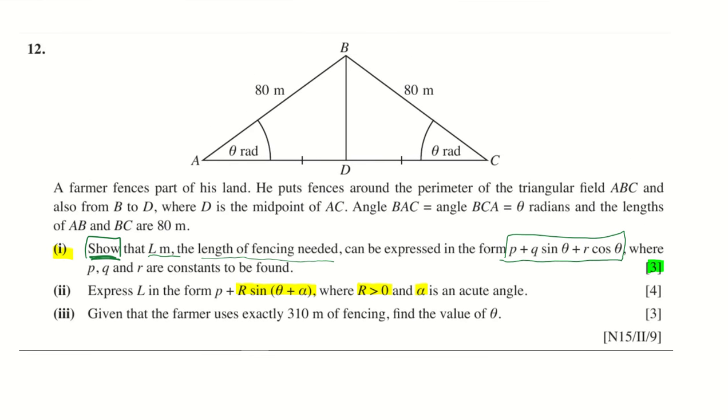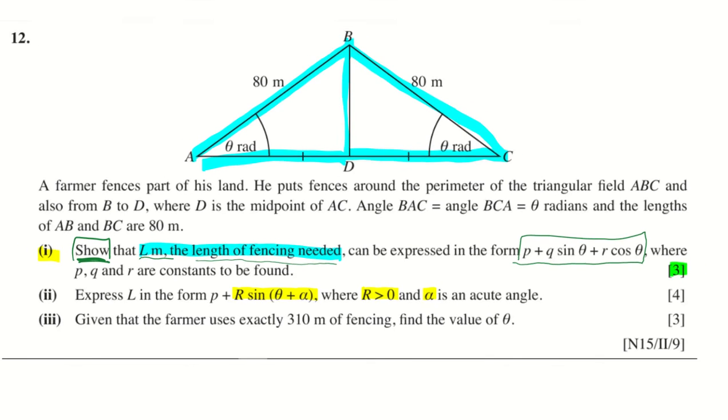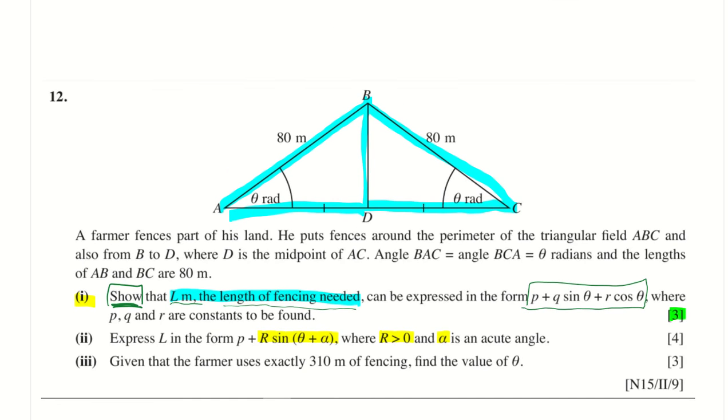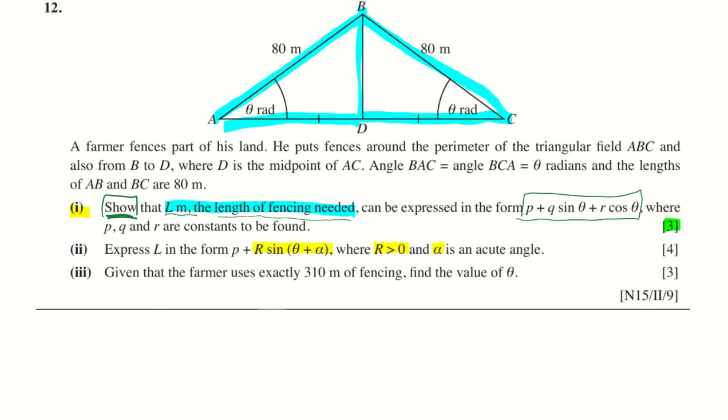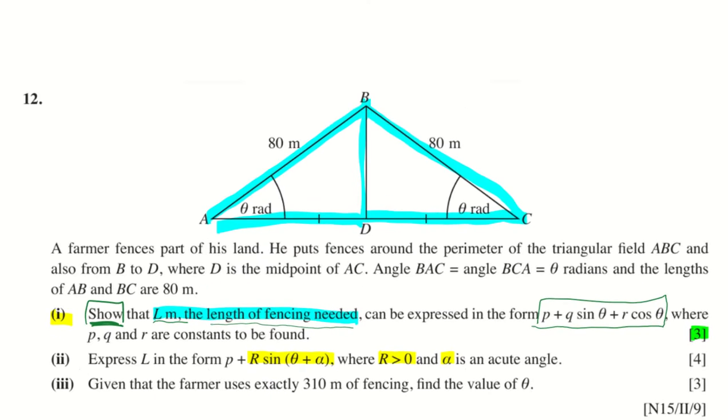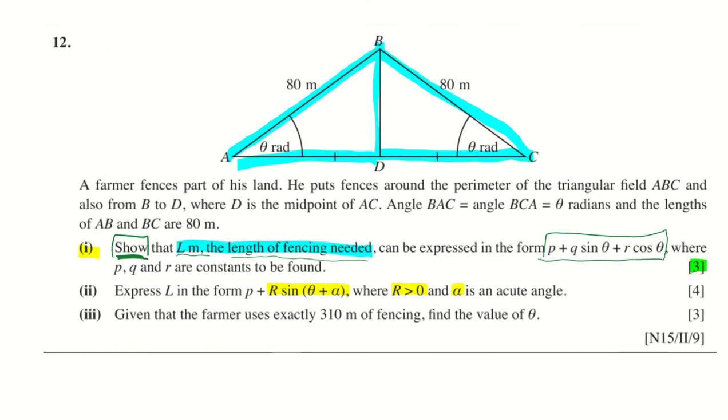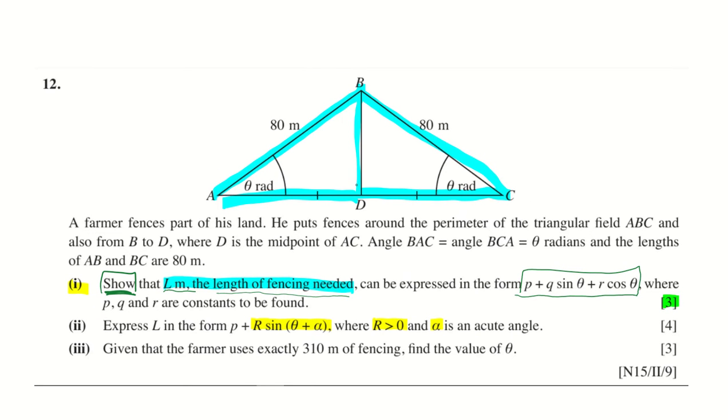What is L? If you read carefully, this whole highlighted fencing, this triangular fence, is L. We just want to show the whole perimeter is in this form. So how am I going to do this? Recognize that there are a few parts. There are 5 lengths, and then they give you theta and 80, all these things. You all know it's a right angle triangle here.